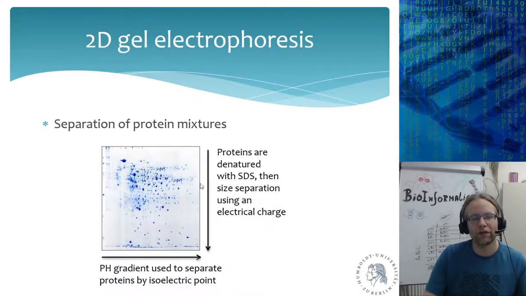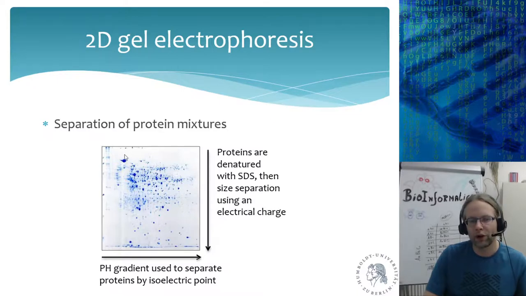So what someone then figured out is that you can actually separate proteins in this way. What you see here is a gel. In this gel, there is a pH gradient from being very acidic to being very basic. Because of this gradient in the X direction, proteins, when you put them on the gel, will start moving from left to right and start finding the point at which they are not charged, because that is the point where they want to be.